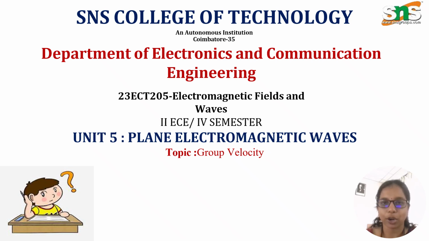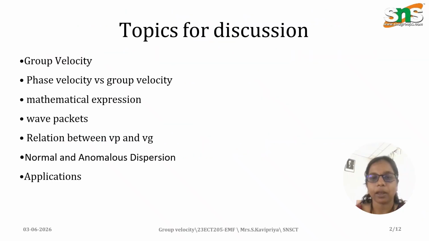I am going to discuss the topic group velocity from the subject electromagnetic fields and waves. And this is my flow of presentation. I am going to discuss what group velocity is and its importance, the comparison between the phase and the group velocity, the mathematical expression for group velocity, then the relationship between Vp and Vg, which is nothing but phase and group velocity, and the values of Vp and Vg for anomalous dispersion and normal dispersion, and finally the applications of group velocity.